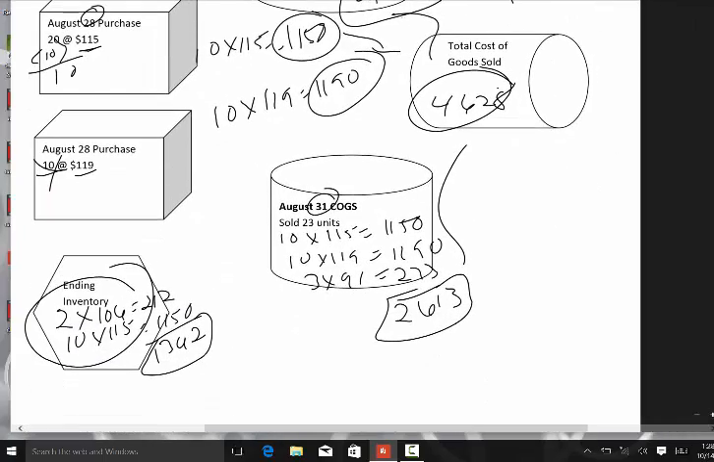So on those problems, they're going to either tell you what units were sold or what units were left in inventory, and then therefore you can figure out either or. That's it.